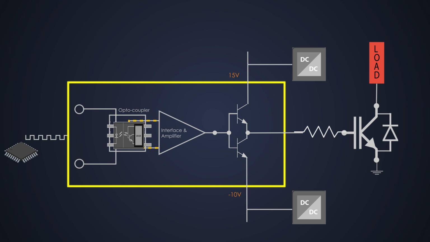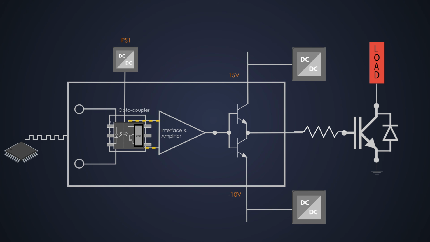Here, if this isolation circuit is part of the driver IC itself, which is usually the case in modern designs, then it needs a power supply. Let's call it PS1. The isolation circuit will provide the same PWM which will be galvanically isolated.